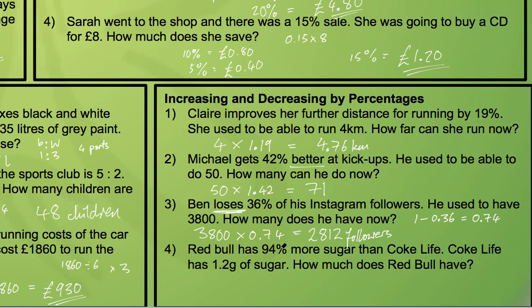Red Bull has 94% more sugar than Coke Life. Coke Life has 1.2 grams of sugar. How much does Red Bull have? 94% more is an increase of 94%, so I'm going to take that 1.2 and multiply by 1.94, finding the 100% and the extra 94%. And that gives me 2.328 grams of sugar.